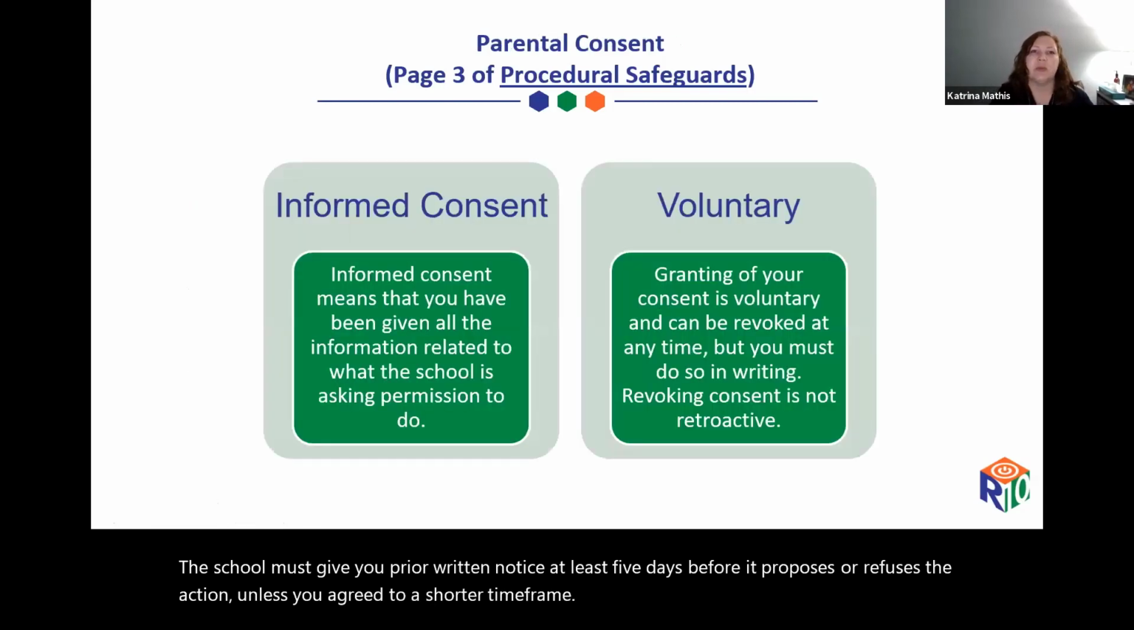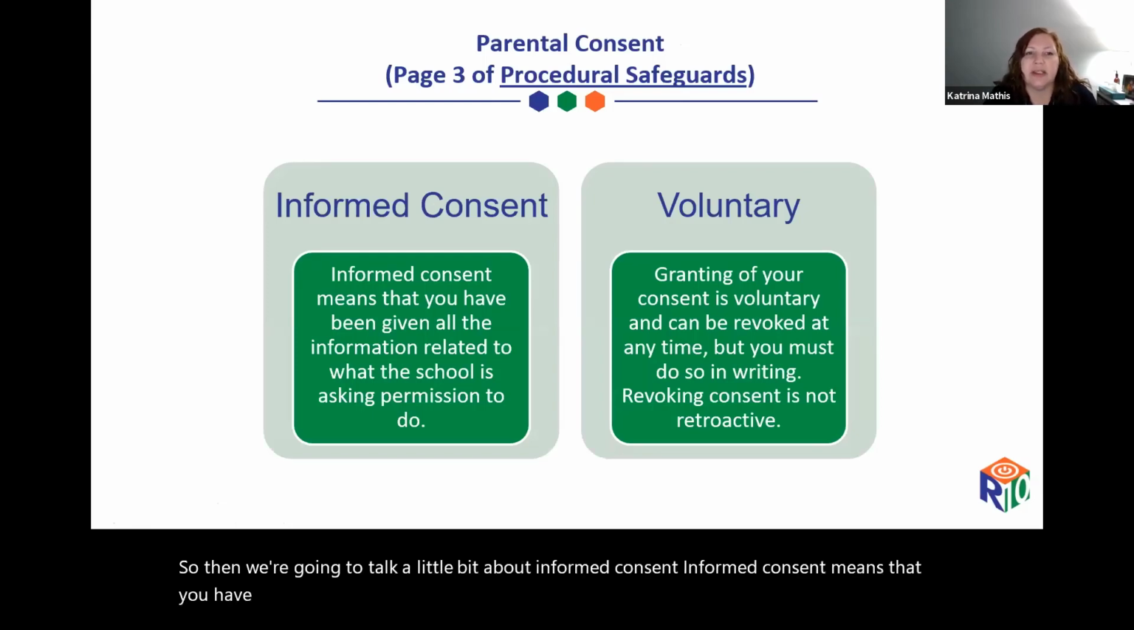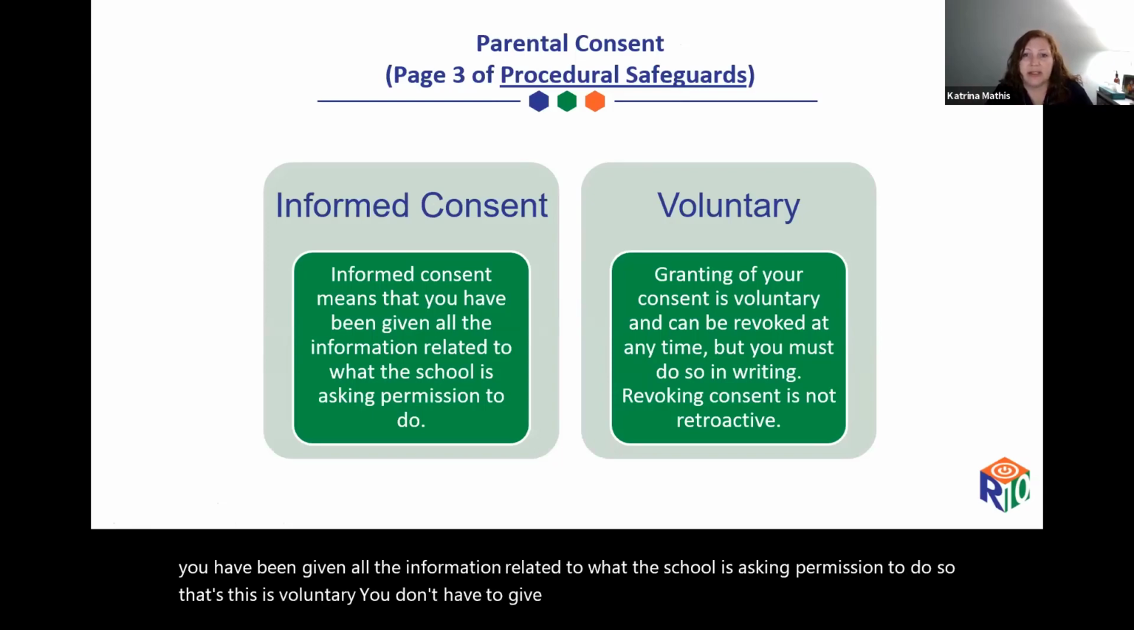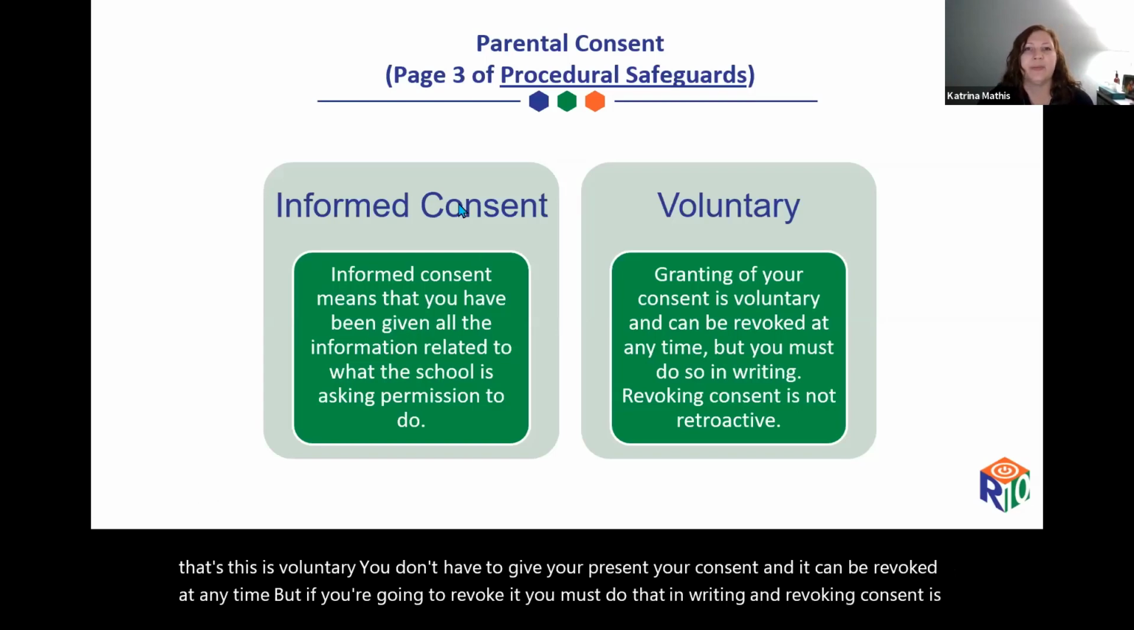So then we're going to talk a little bit about informed consent. Informed consent means that you have been given all the information related to what the school is asking permission to do. So this is voluntary. You don't have to give your consent, and it can be revoked at any time. But if you're going to revoke it, you must do that in writing, and revoking consent is not retroactive.